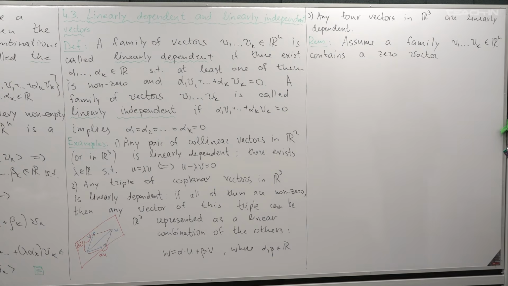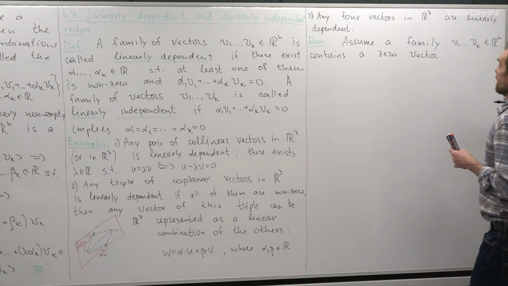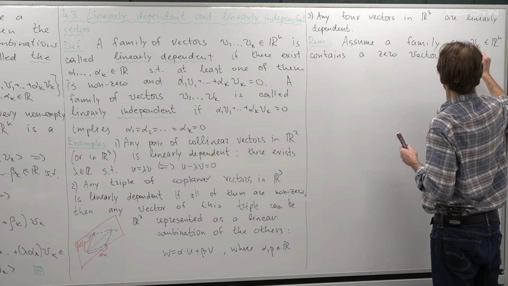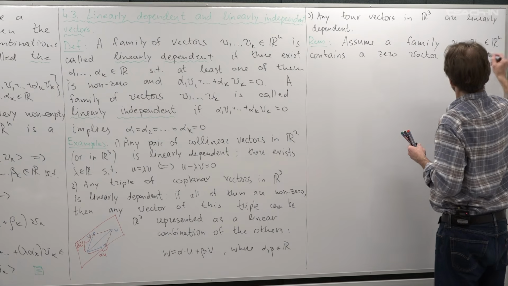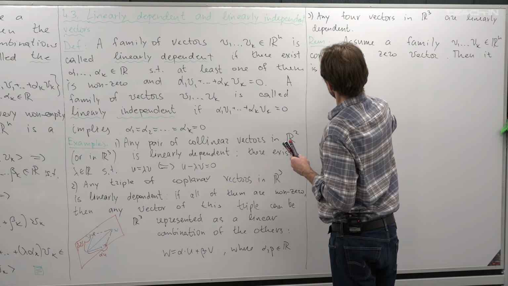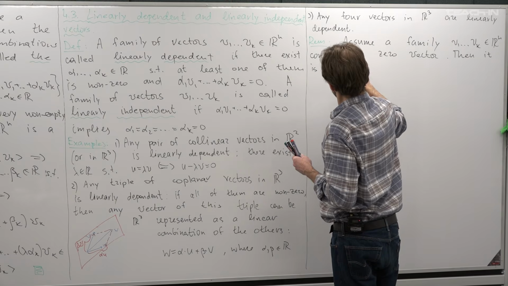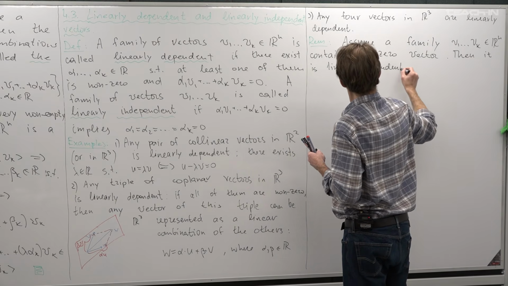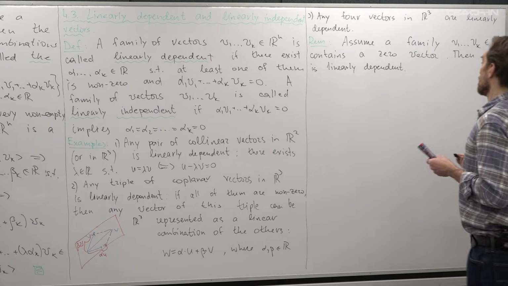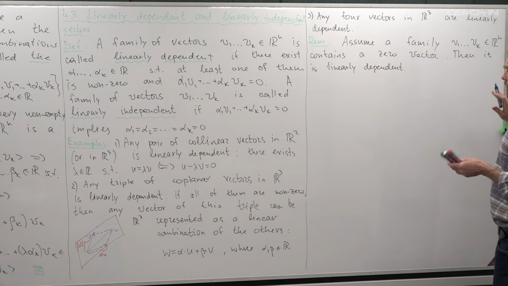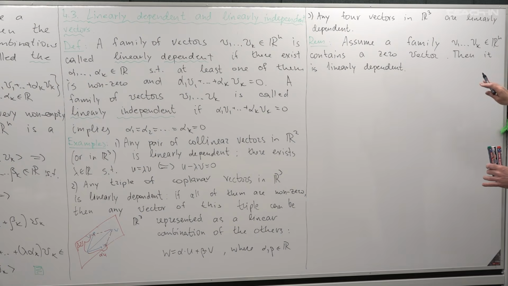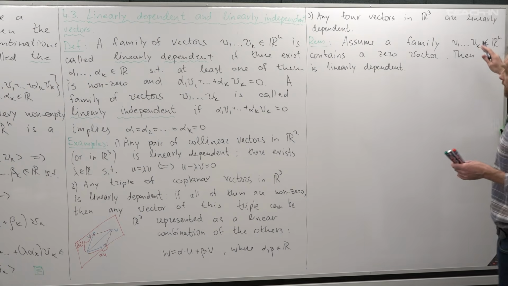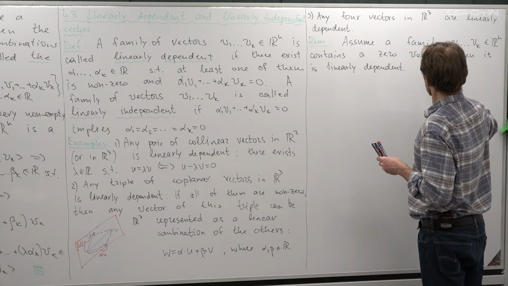If a family of vectors contains a zero vector, then it is linearly dependent. So why? Without any loss of generality, I can assume that the last vector is the zero vector.